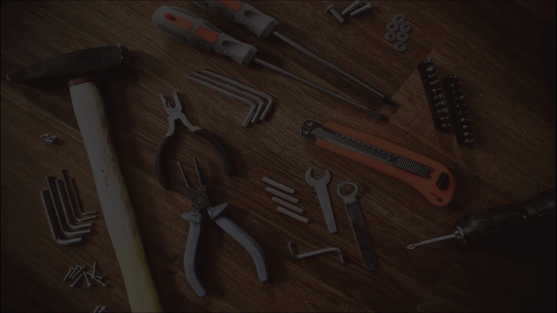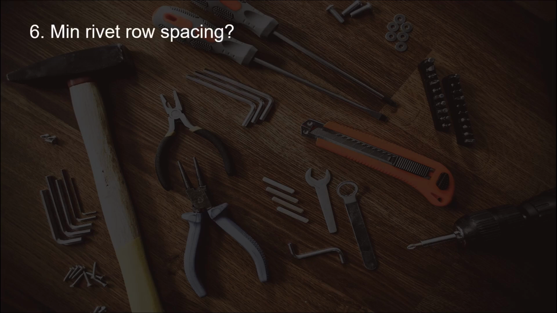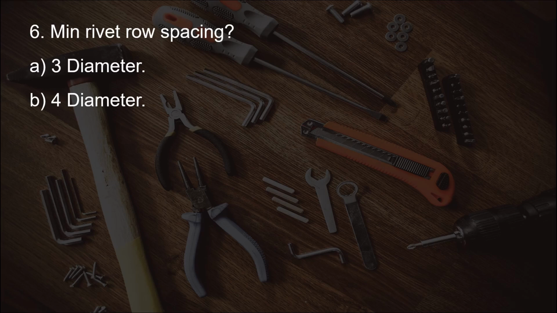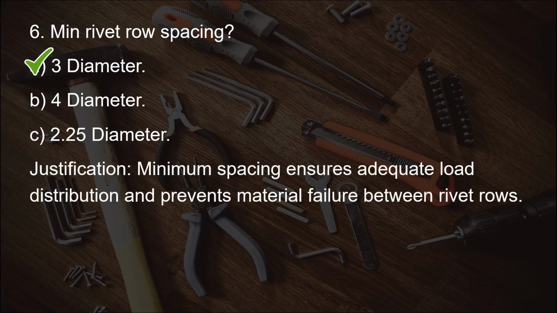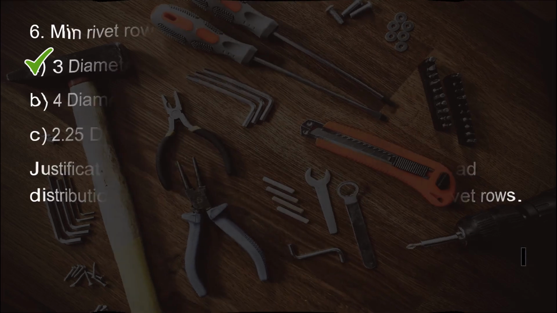Question 6. Min rivet row spacing? A. 3 diameter. B. 4 diameter. C. 2.25 diameter. Justification: minimum spacing ensures adequate load distribution and prevents material failure between rivet rows.